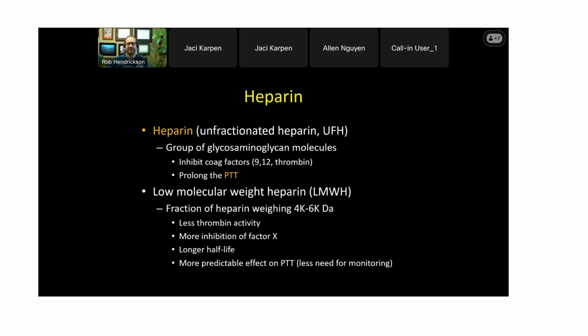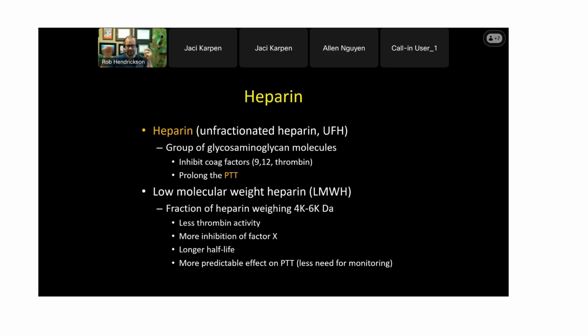Heparin, as opposed to most medications that we use, is not one molecule. It is this gigantic group of different size molecules that inhibits coagulation factors and prolongs the PTT, right? So we know that it decreases coagulation and may increase bleeding.